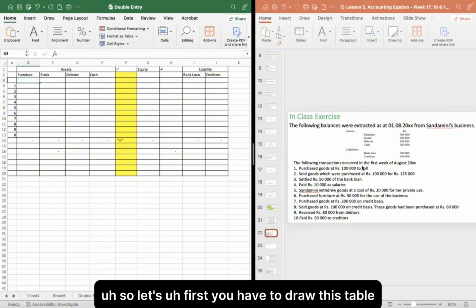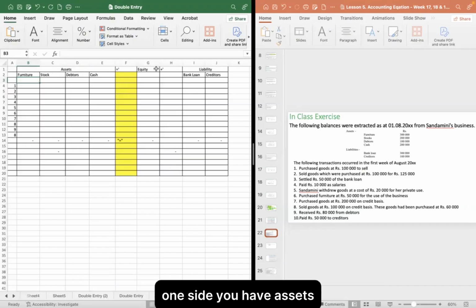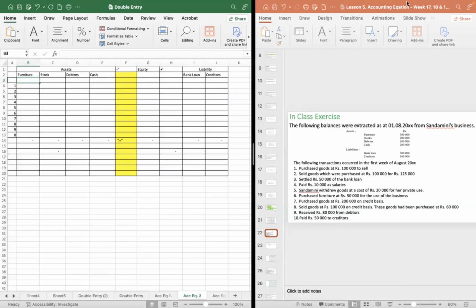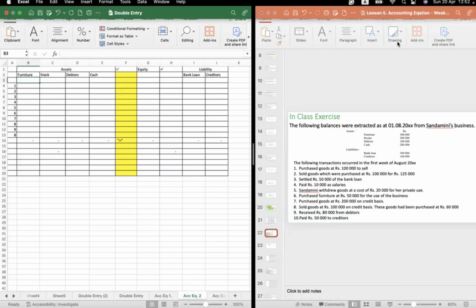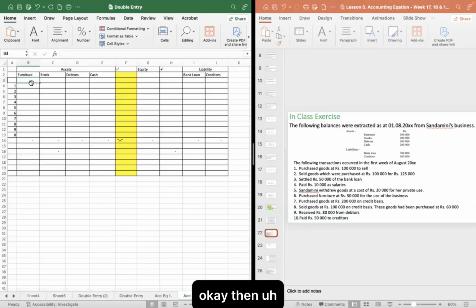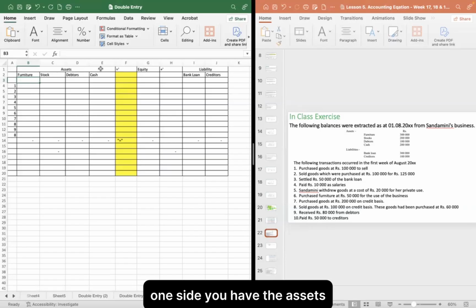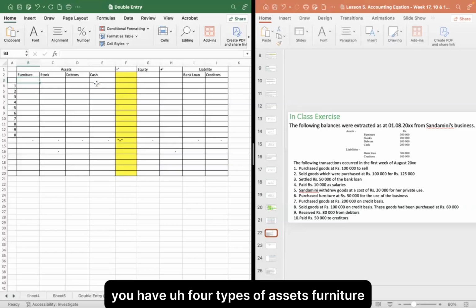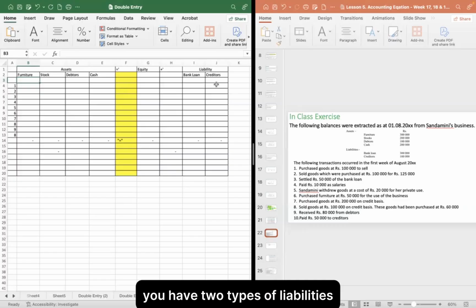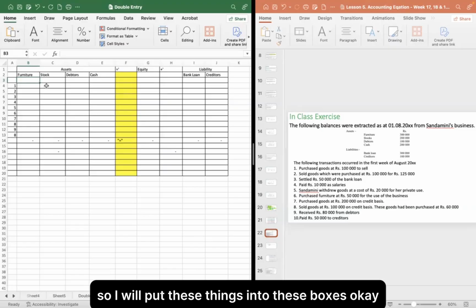So first you have to draw this table. One side you have assets, and the other side you have equity and liability. Under assets you have 4 types of assets: furniture, stock, debtor, and cash. Among the liabilities, you have 2 types: bank loan and creditors. Then you have the equity. So I will put these things into these boxes.